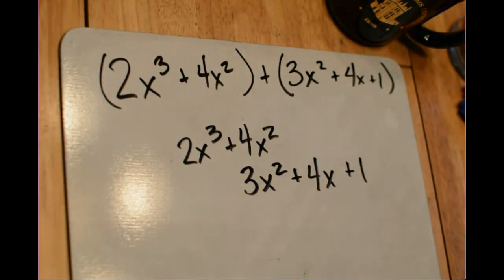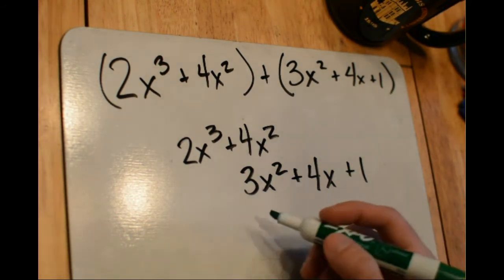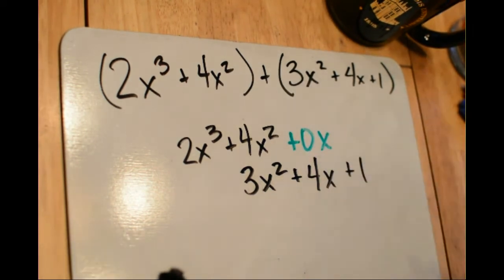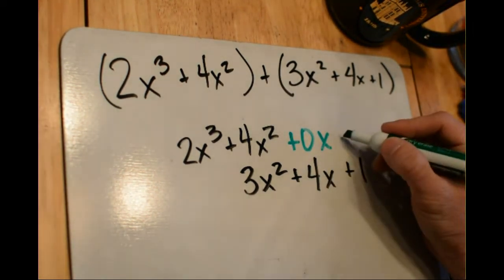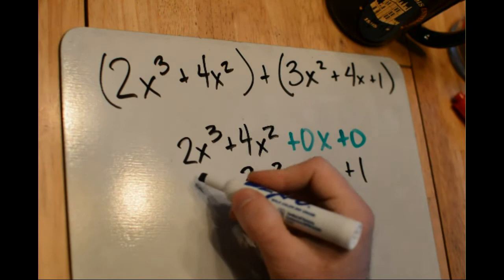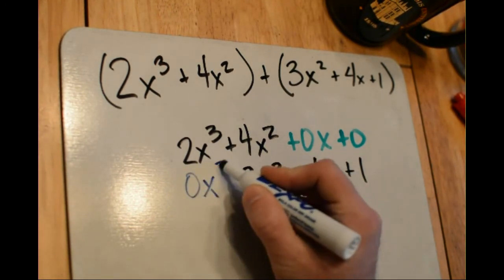So really, what we want to do is line up all the powers. And if it helps you, it might be a good idea to add in 0 terms wherever you have missing terms. Like this first polynomial did not have any x terms, so let's just say plus 0x. And it didn't have any constants, so let's just say plus 0. The second polynomial didn't have an x to the third term, so let's go ahead and throw in there a 0x to the third.